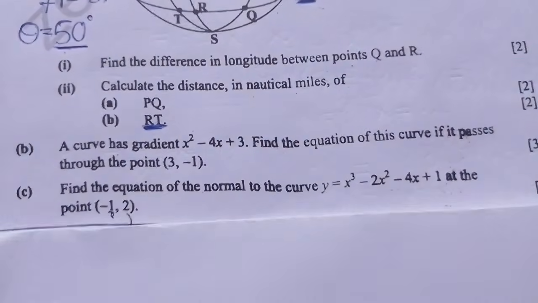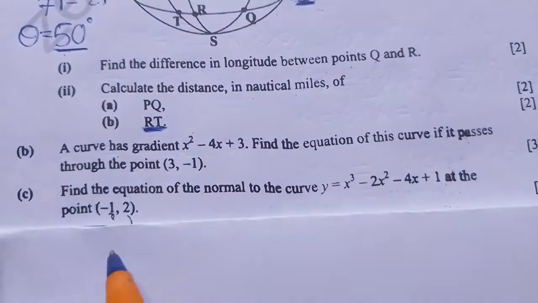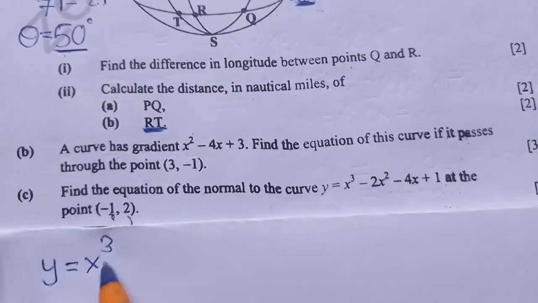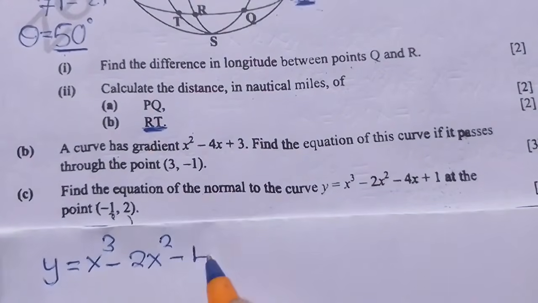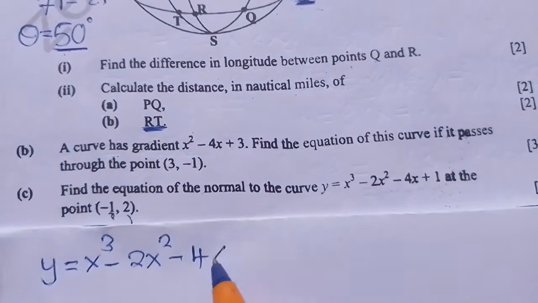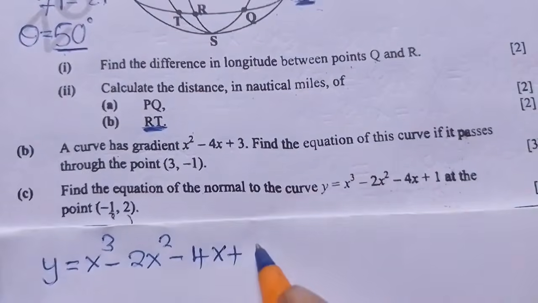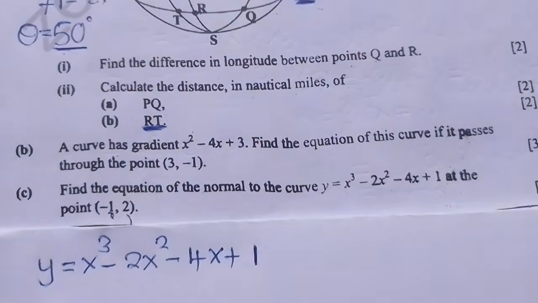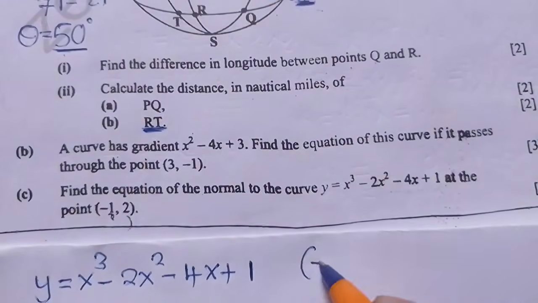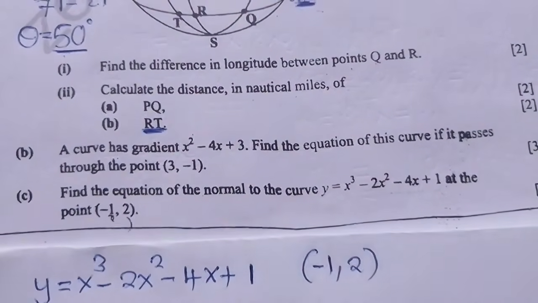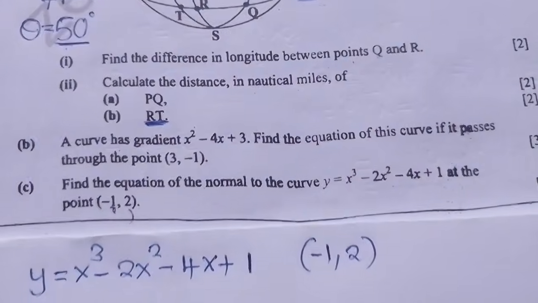So you are given a curve. A curve is what? Y is equal to x cubed minus 2x squared minus 4x plus 1. This is what you are given. At the point, which point? -1, 2. These are the only two things which are important.